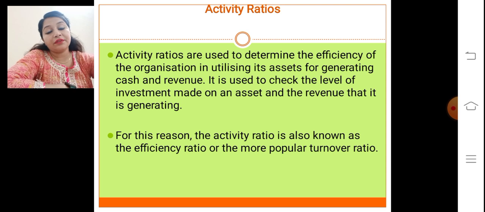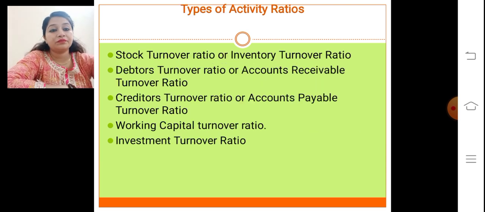Next ratio after this is activity ratio. Activity ratios are used to determine the efficiency of the organization in utilizing its assets for generating cash and revenue. It is used to check the level of investment made on an asset and the revenue that is generated. The activity ratio is also known as efficiency ratio, or the more popular turnover ratio.